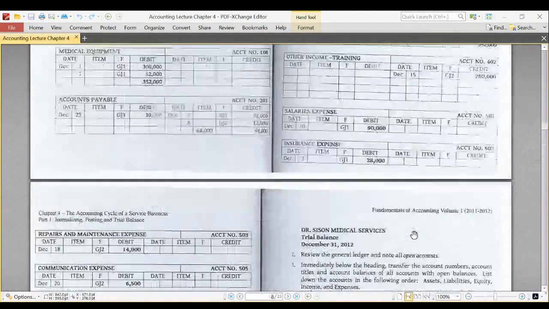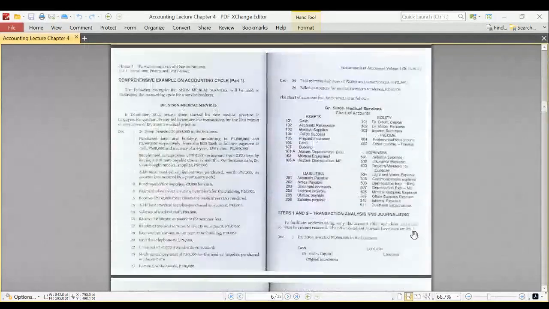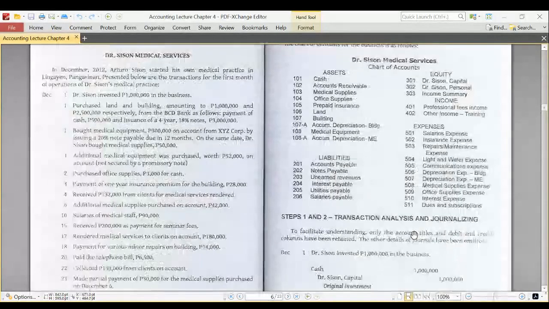Okay. So we're done discussing chapter 4. Now we're going to test whether we know how to journalize or not. Pero, di ba, yung previous natin na example, ang ginagawa na natin, sinasabi natin kung ano yung debit at saka credit. So I know that you are already knowledgeable of journalizing.